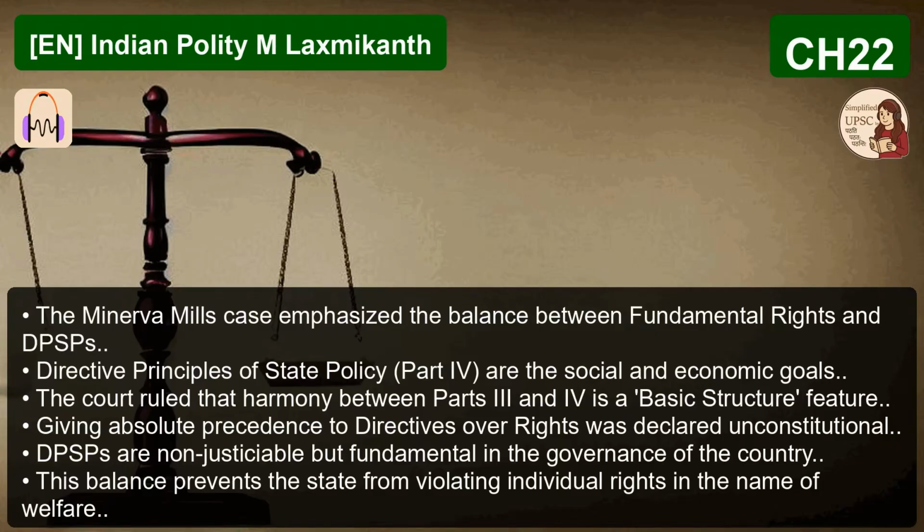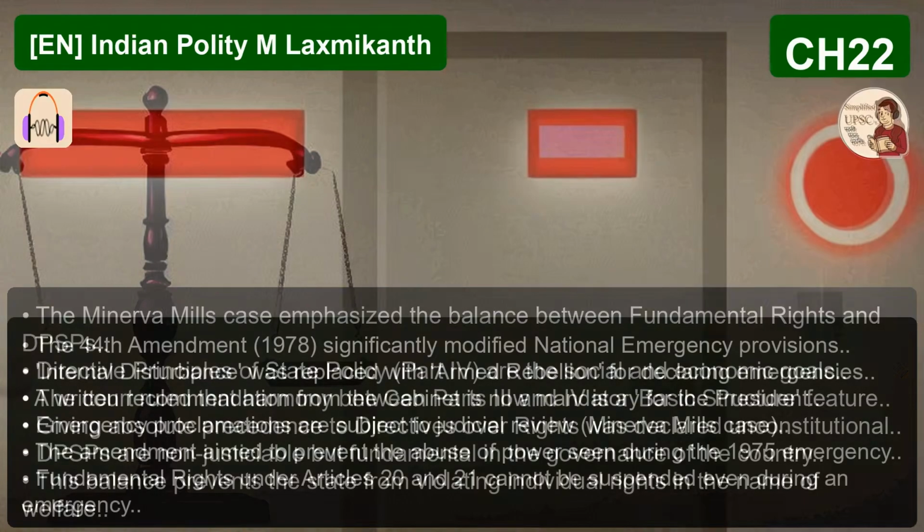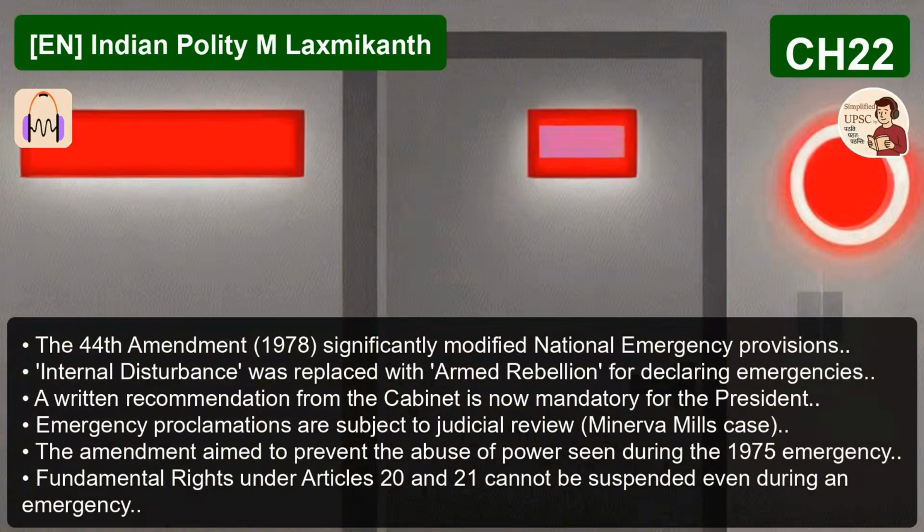Yes. The 42nd Amendment tried to do two things. First, say that Parliament's amending power was absolute and couldn't be reviewed by the courts. And second, it tried to give all directive principles precedence over fundamental rights. But the Supreme Court pushed back. It did. In the Minerva Mills case in 1980, the court used the basic structure doctrine to nullify those provisions. It held that the harmony and balance between fundamental rights and directive principles is itself an essential feature of the Constitution. You can't disturb that balance.